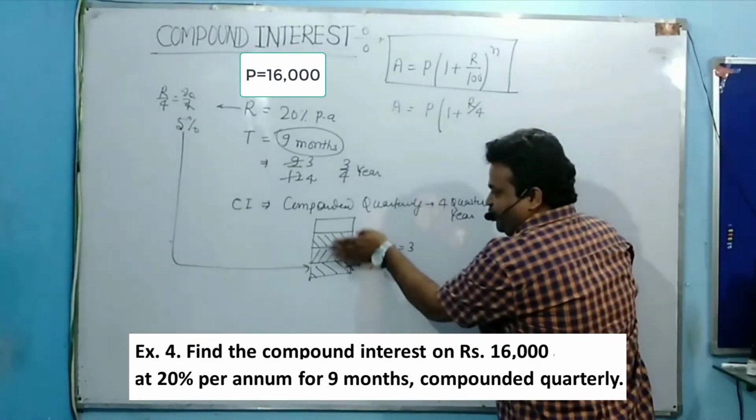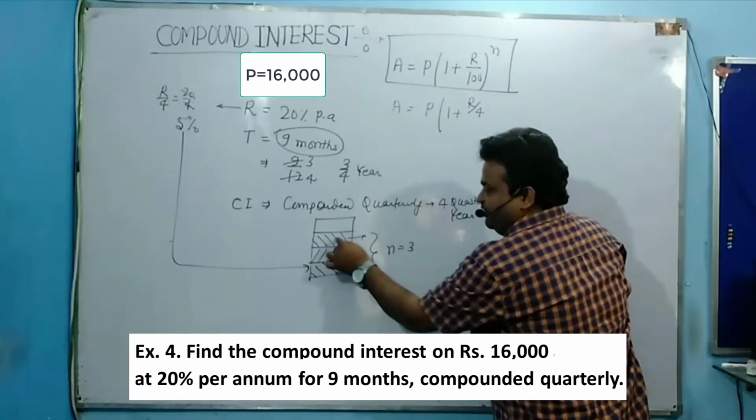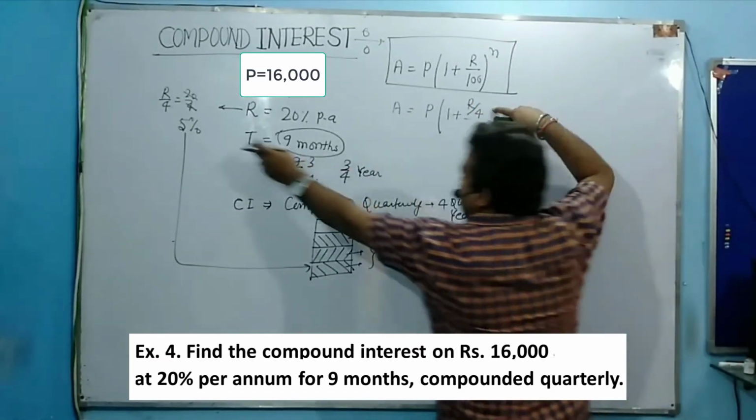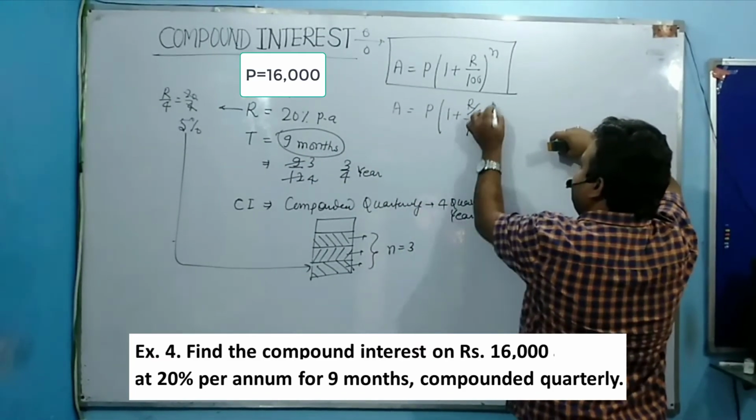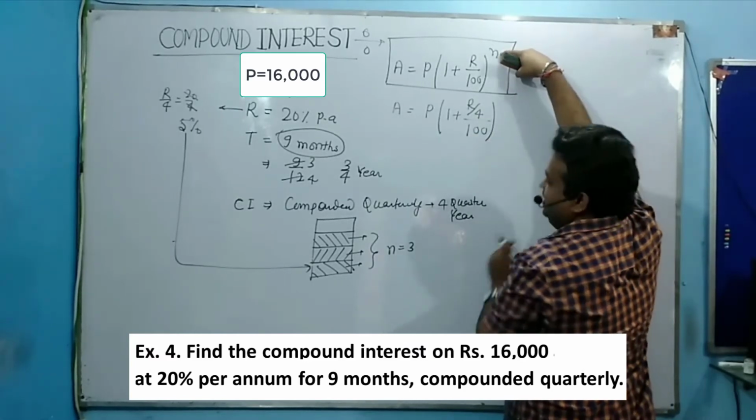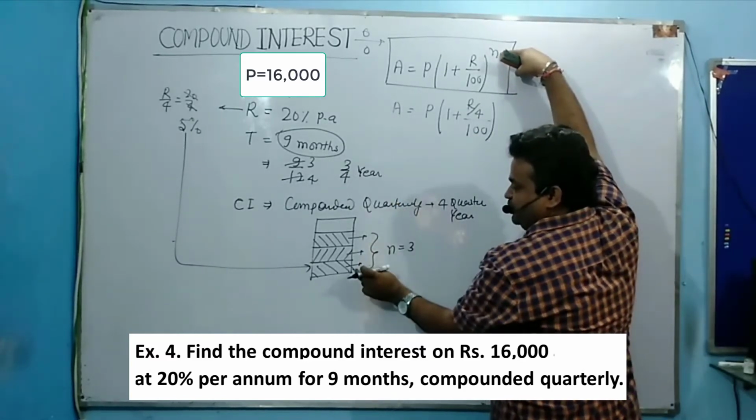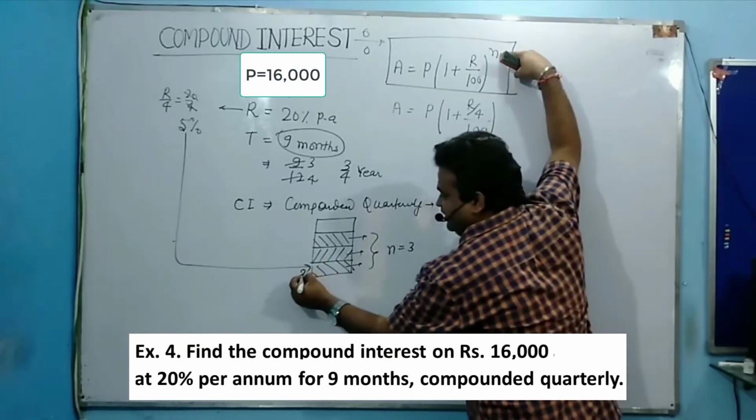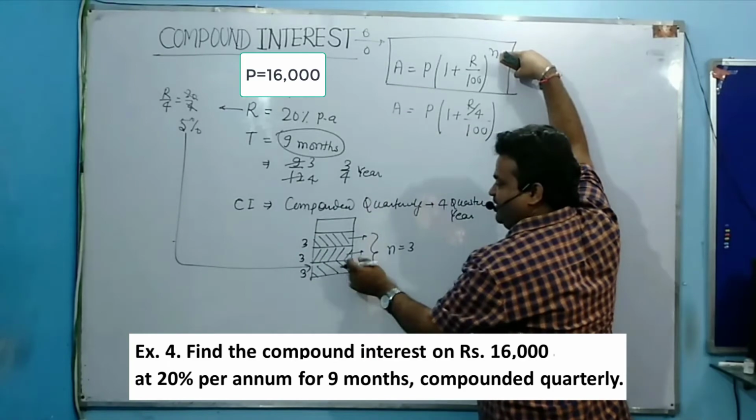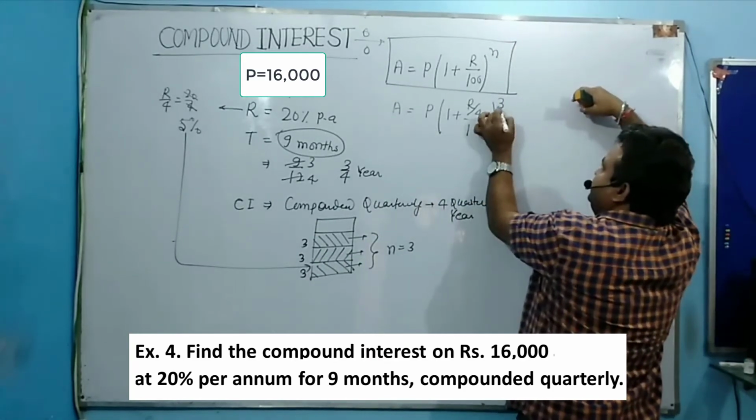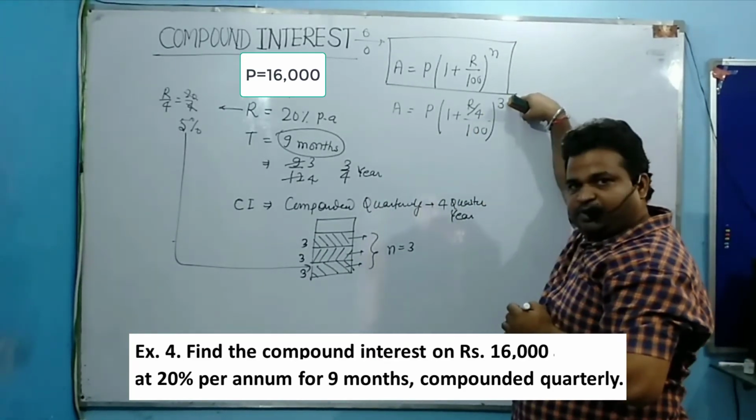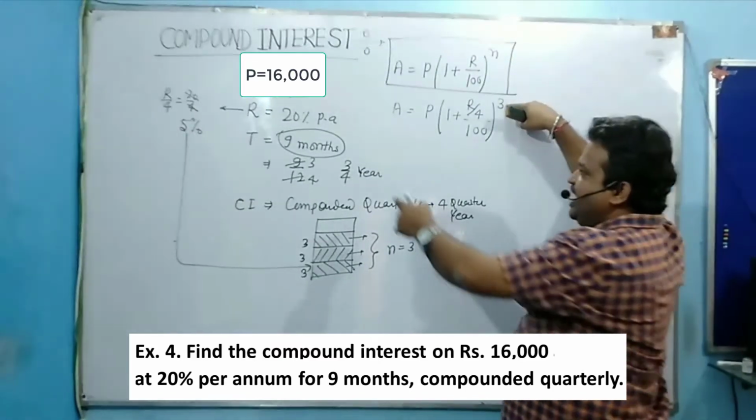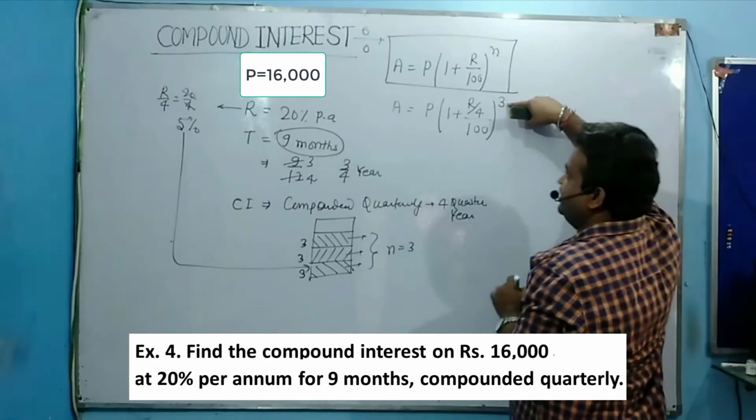But you need to calculate for 9 months, so I calculate only for 3 quarters. Now R by 4 will definitely give you 5%, divided by 100, raised to the power n. But since 9 months is given to you, I have only 3 quarters: 3, 6, 9. 3 months, 3 months, 3 months. 9 months, only 3 quarters. So I raise the power by 3, not by 4, because the time is 9 months.